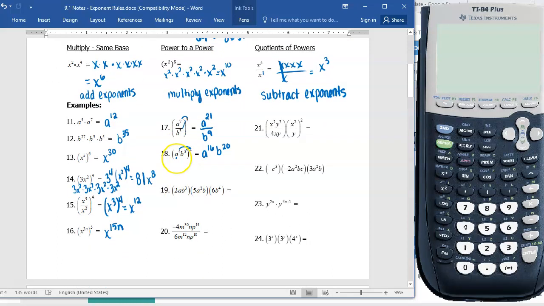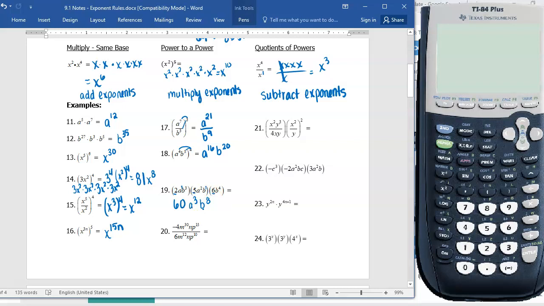Okay. For 19, I'm just multiplying. So I'm going to multiply all my coefficients, 2, 5, and 6. And 2 times 5 is 10, so I'll get 60 when I multiply those together. Then remember that this a right here doesn't have an exponent, but if it's not written, it's got a little invisible 1 right there. Same thing for this b right here. So if I put my a's together, I've got 1a here and 2 a's here, so that'll be a to the 3rd. Then I've got 3 b's, another b here, and 4 b's here, and that's going to give me b to the 8th.